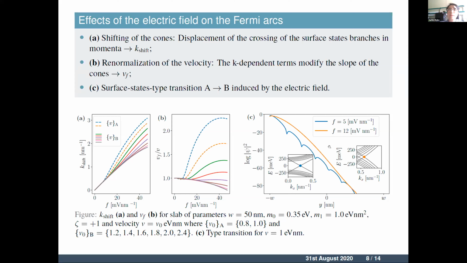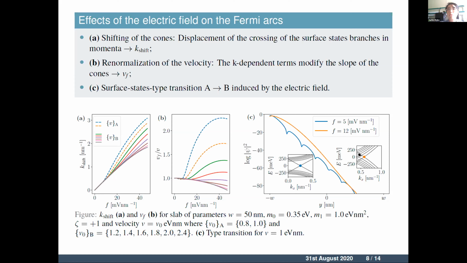The third point, very interesting also, is the surface state type transition that is a consequence of the two previous ones. Since the type of surface state depends on the momentum velocity, we expect that the electric field may induce a transition between different types of states. The red plot shows the transition from A to B and the conversion from an oscillatory decay, the blue curve, into a purely exponential form, the orange one.